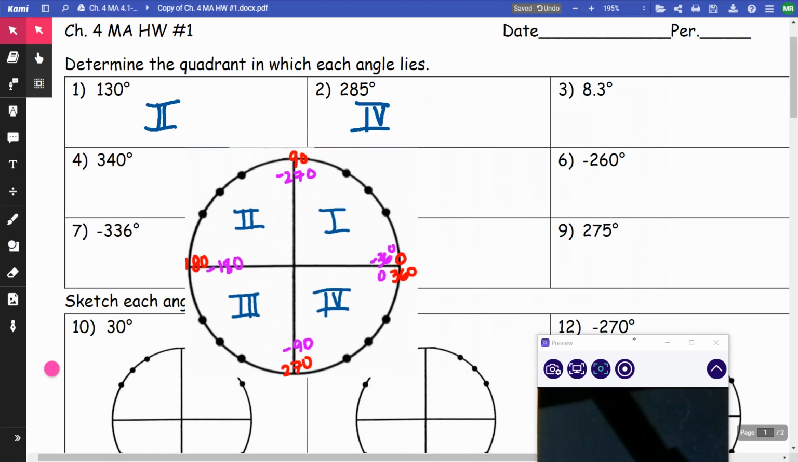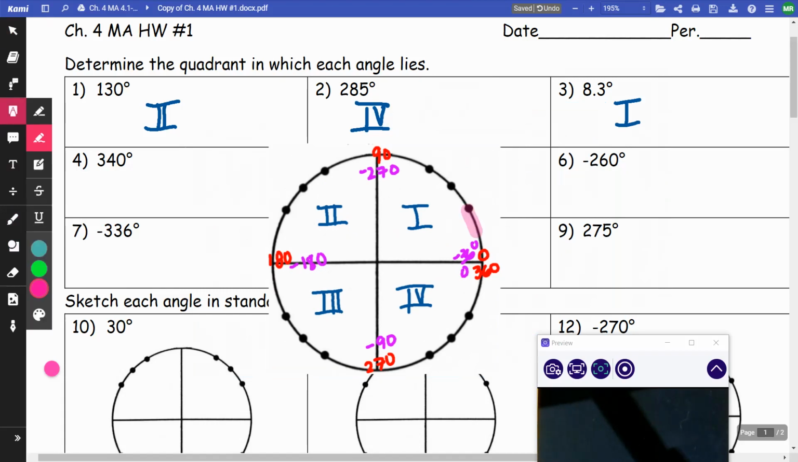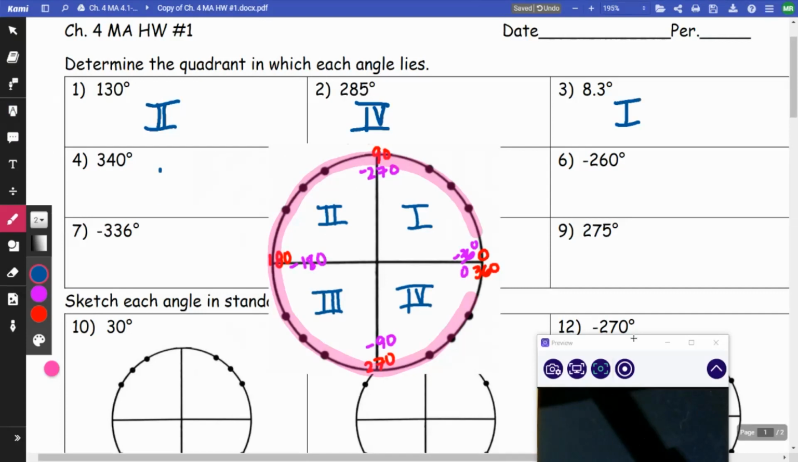For the next one, we're obviously going to be in quadrant 1 because that's between 0 and 90 degrees. For 340 degrees, we are going again all the way around here. Once I get to here, this is 270. When I get here, this is going to 360. I'm going to be in quadrant 4.